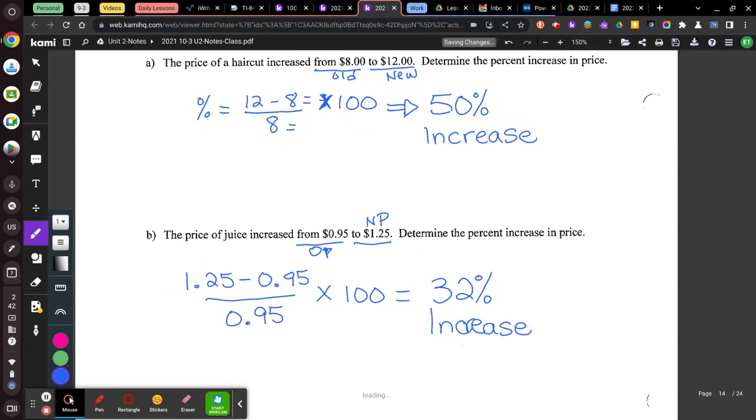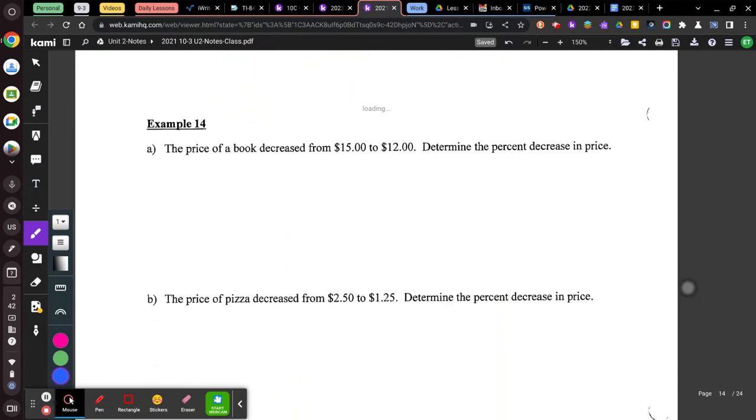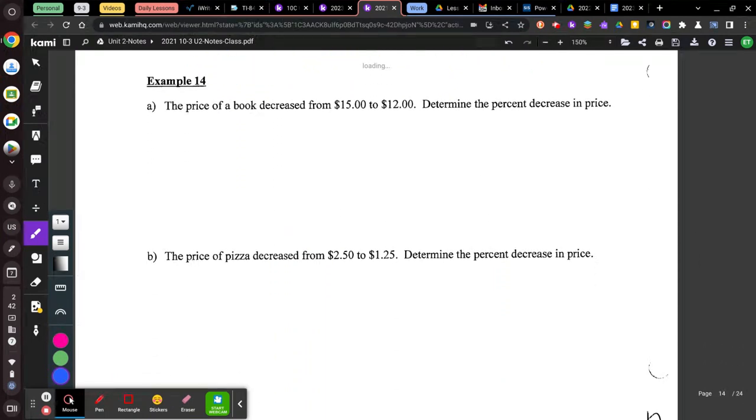Okay, example 14. Make sure you've got them written down so you know how to do the questions. So now you've got a book and it's telling us it's decreasing. It's going from and to. So from is your old price or your original. And then we've got our new price. So we're going to take new price, subtract old price, divided by old price, times 100. Equals, now we're going to get negative 20.